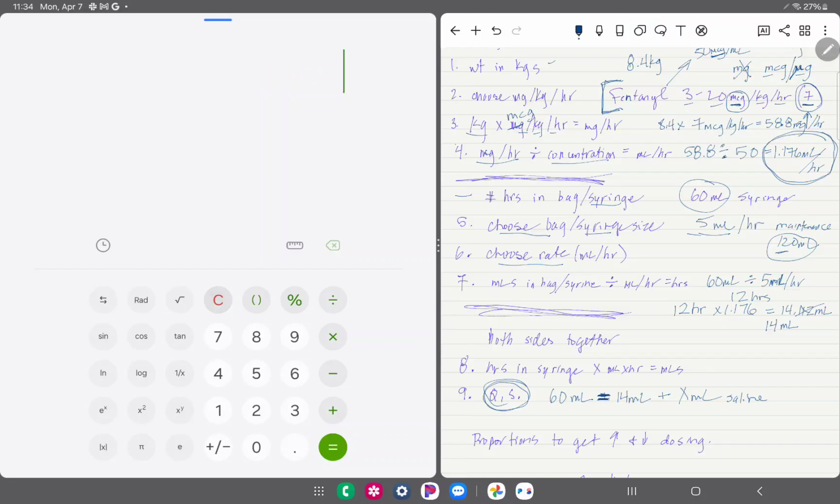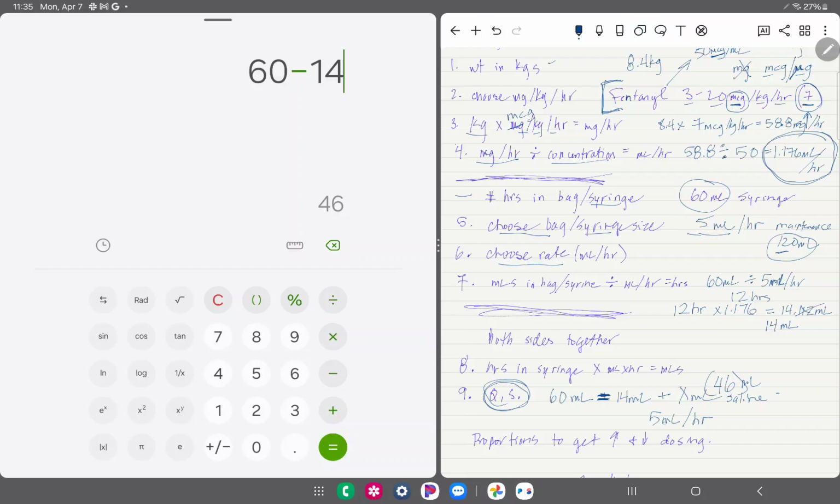So you can do that. If you take 60 minus 14, I'm going to need 46. This mystery volume is 46 mils of saline to equal 60 mils. And again, I shake that up. I make sure to put a proper label on it. I run it through my line. Fentanyl is light sensitive, so put a brown bag around it. And then this is going to be run at that 5 mil per hour dose.